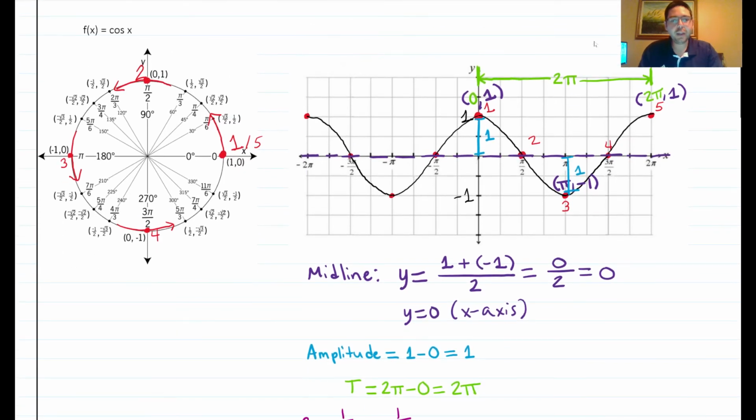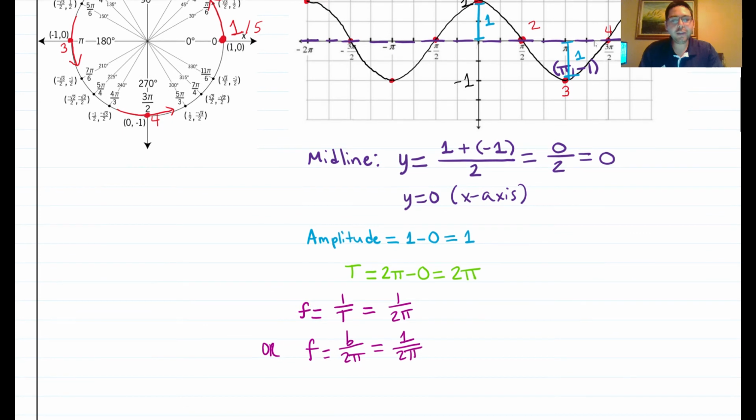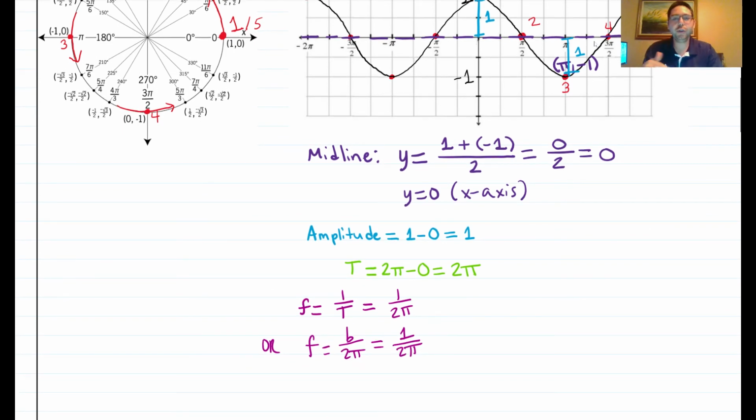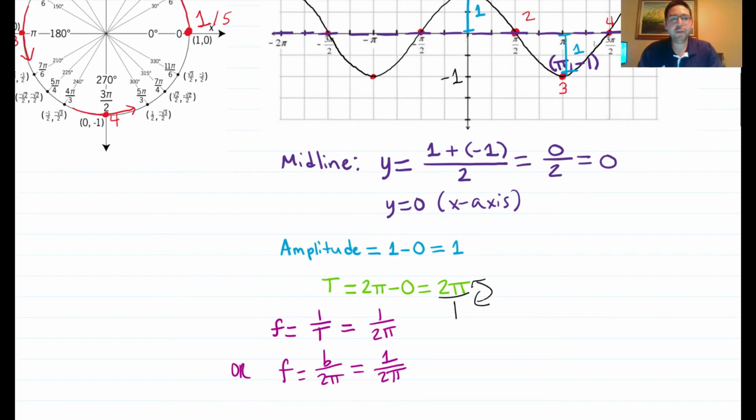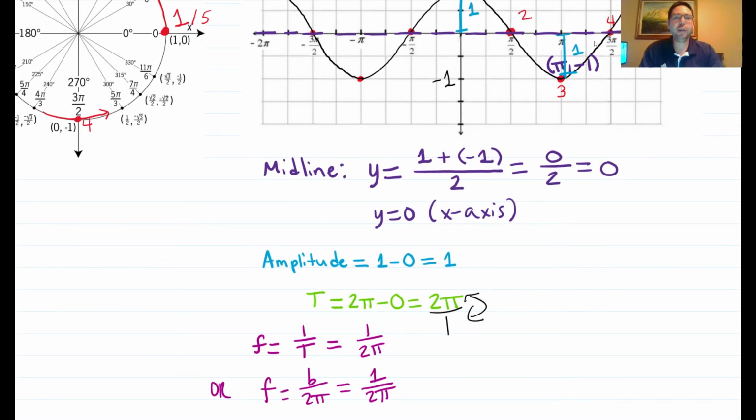All right. And then lastly, the frequency, you're just going to flip the period. The symbol for the period is T, that capital T, by the way. So this is the same thing as 2 pi over 1. So if I flip that, it becomes 1 over 2 pi. Very simple to do the frequency, just flip the period.